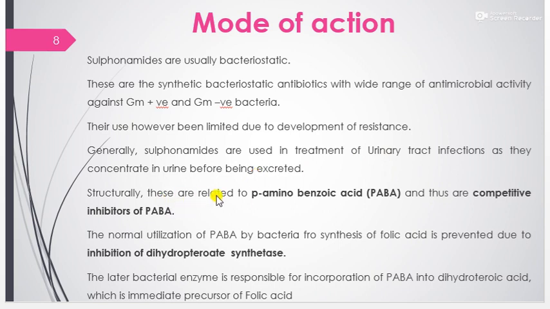Structurally, these are related to para-aminobenzoic acid, that is PABA, and thus these are competitive inhibitors of PABA. The normal utilization of PABA by bacteria for synthesis of folic acid is prevented due to inhibition of dihydropteroate synthase. The latter bacterial enzyme is responsible for incorporation of PABA into dihydropteroic acid, which is the immediate precursor of folic acid.